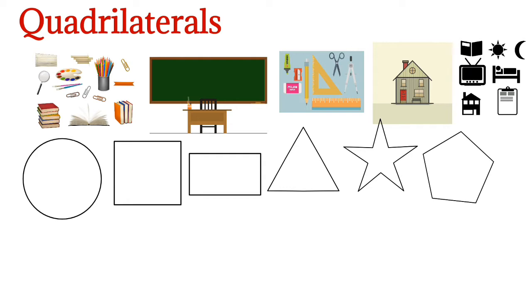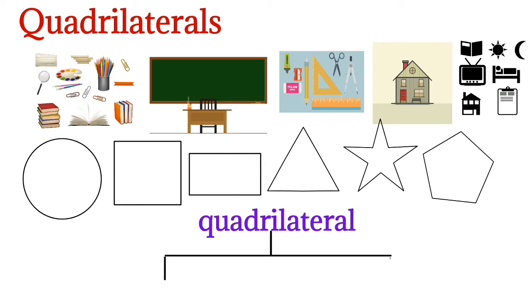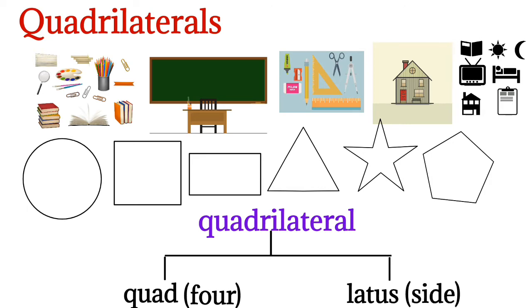That type of shapes are called quadrilateral. Here, the word quadrilateral is derived from two Latin words, quad and latus. Quad is nothing but four, latus is nothing but sides. It means a four-sided shape. In the name itself, we can easily say that a quadrilateral is nothing but a four-sided shape. See the shapes? Only four-sided figures come under quadrilateral.